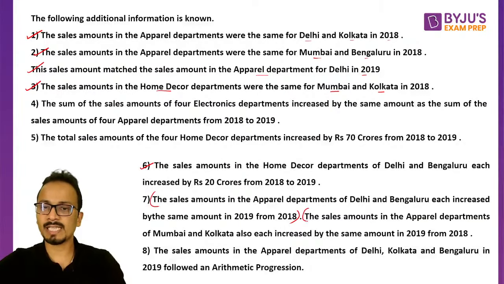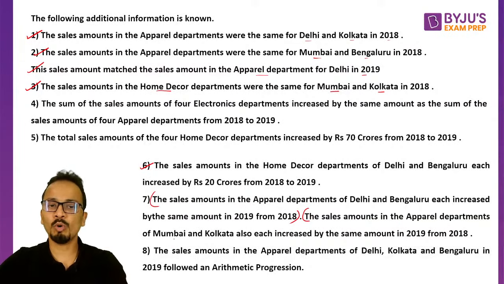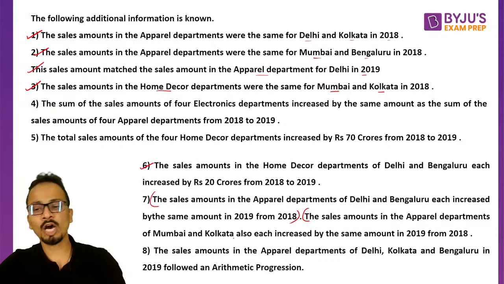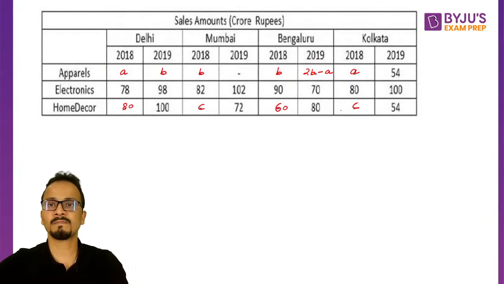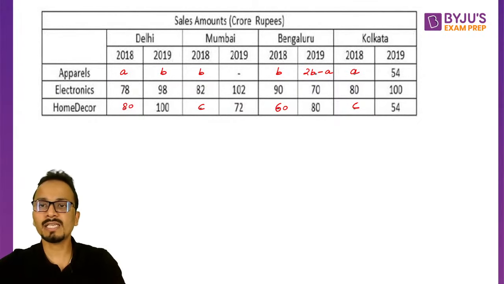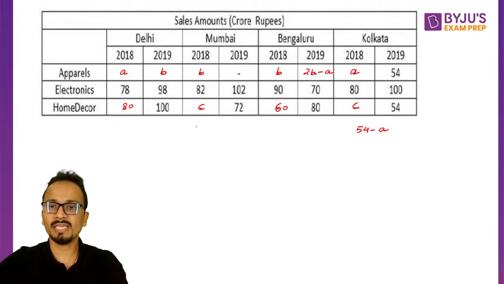Now continuation, it says that the sales amounts in apparel department of Mumbai and Kolkata also increased by the same amount. Okay, so Mumbai and Kolkata also increased by the same amount in apparels. Now Kolkata, the increase is 54 minus A. So in Mumbai, the same increase should be there. So the value for apparel Mumbai 2019 should be B plus 54 minus A. I'll write it as 54 minus A plus B.